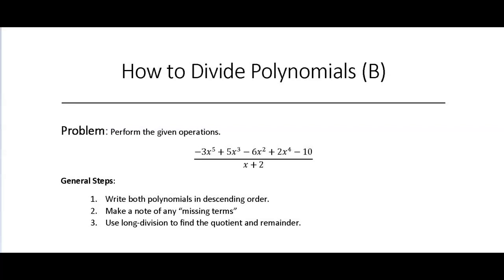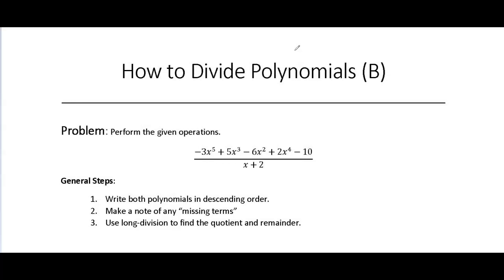How to divide polynomials, example B. So here we're being asked to divide negative 3x to the fifth power plus 5x to the third minus 6x squared plus 2x to the fourth minus 10 by the binomial x plus 2.